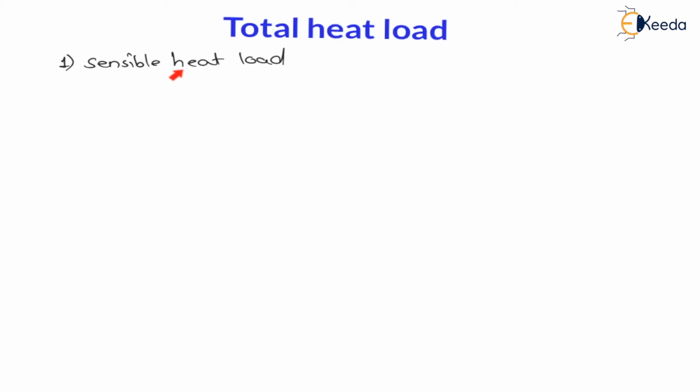Means for sensible heat there will always be a temperature change, right? So let us draw the psychrometric chart, because it is humid air. This topic is regarding psychrometry, therefore there will be humid air, or moist air. Now for sensible heat load, let us say from 1 to 2 we have to reach with increasing temperature.